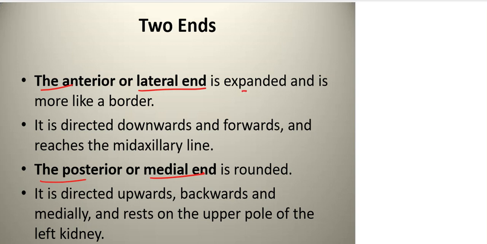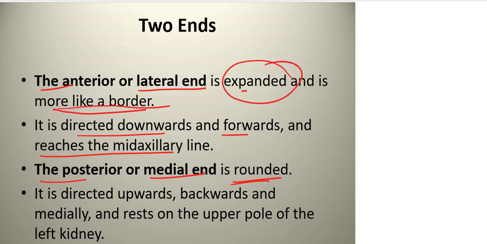The anterior end is expanded and more like a border. Its direction is downward and forward, reaching the mid axillary line. The posterior end is rounded and directed upward, backward and medially, and rests on the upper pole of the left kidney. It lies upon the kidney.